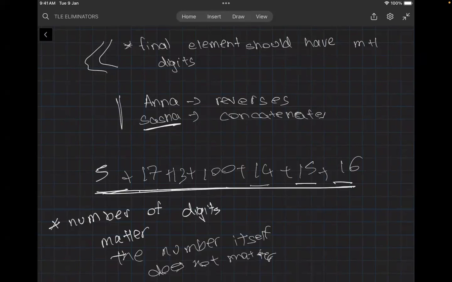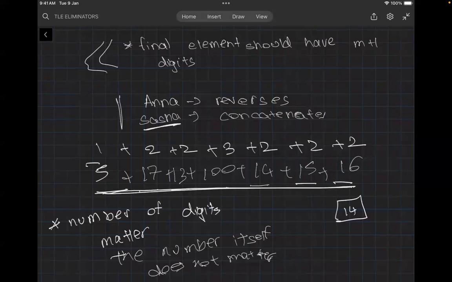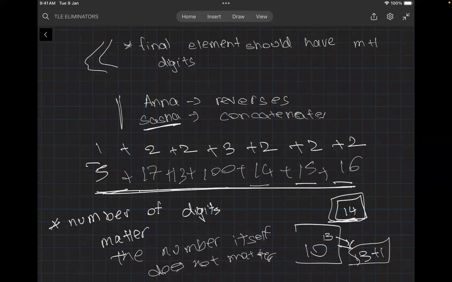And what is the number of digits here? It's 1 plus 2 plus 2 plus 3 plus 2 plus 2 plus 2. So what is it? It is like 14, right? So here the number of digits is 14. So if M was 13, then Sasha would have won because the number of digits should be 13 plus 1. So if M was smaller than or equal to 13, then Sasha would have won.